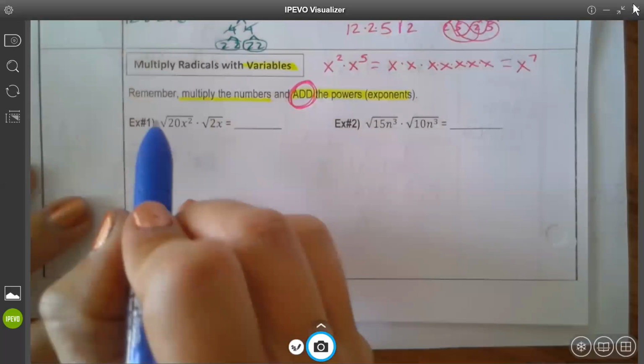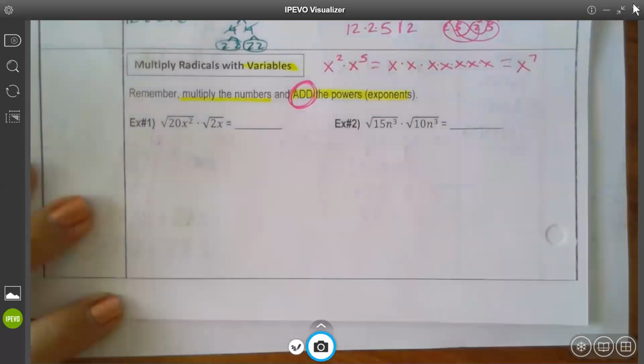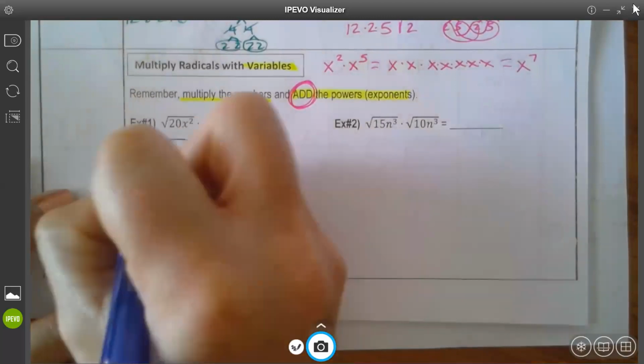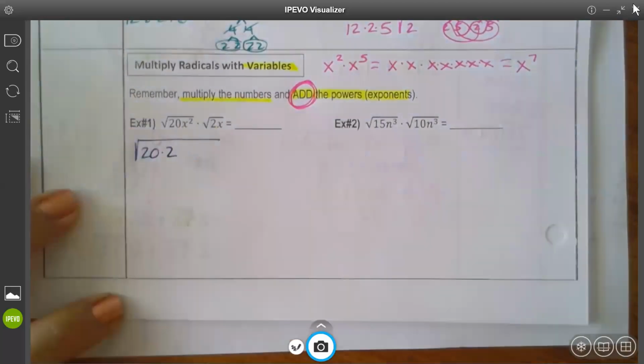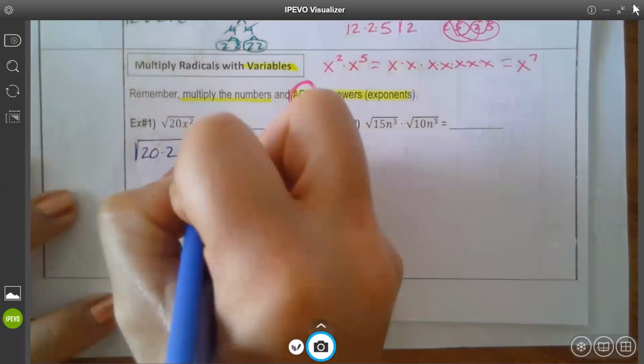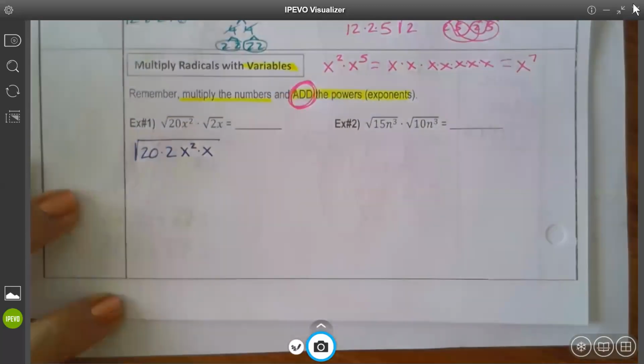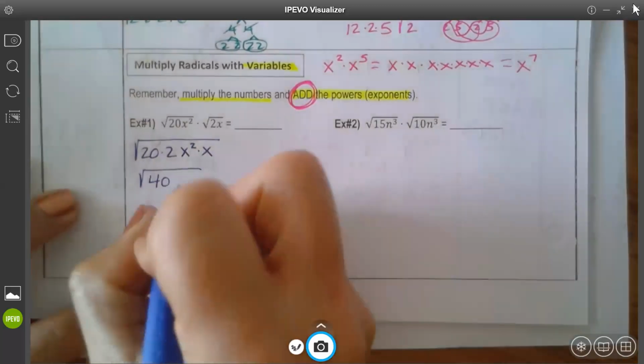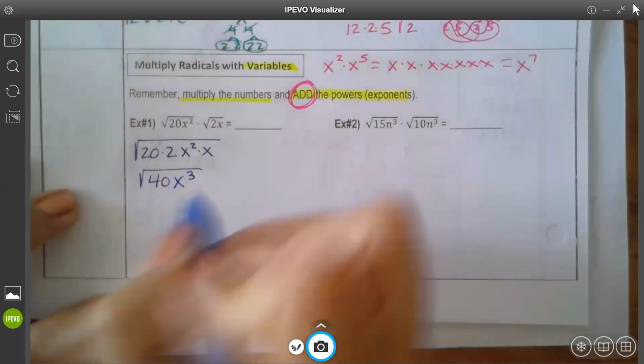So the rule when you multiply variables is that you add your exponents. So I'm going to multiply. I've got a square root and a square root, so I'm good to go. So multiply the numbers first, and then multiply your variables. So this is going to be 40 x to the 3rd power.